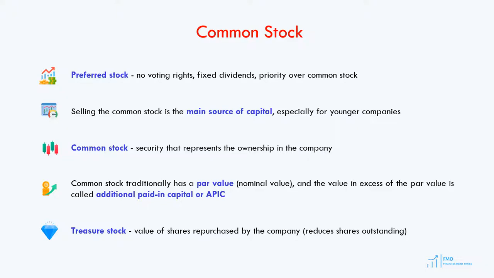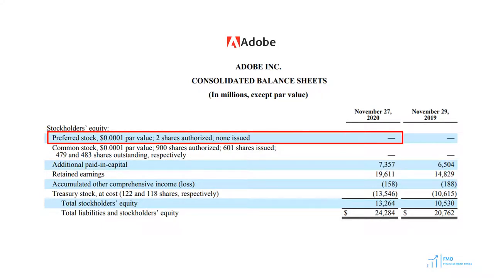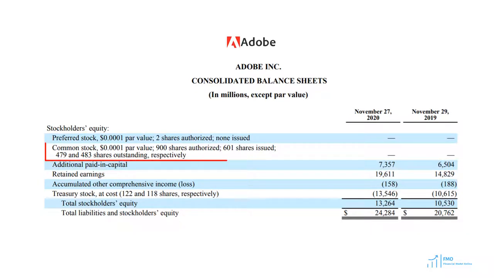If we take a look at the shareholders' equity of Adobe, we can see that, first of all, Adobe has 2 million preferred shares authorized to be issued. However, it hasn't issued any so far. So, Adobe's preferred stock is 0 in the year 2020. Next is Adobe's common stock at par value, which is shown as 0 on this financial report. And the reason why is because Adobe's par value is immaterial.